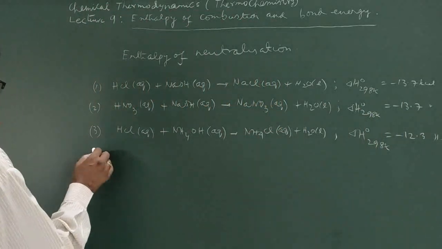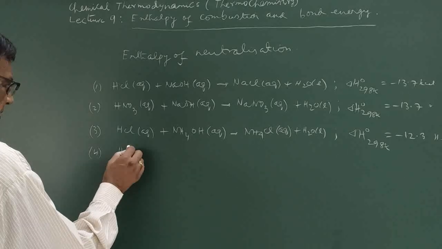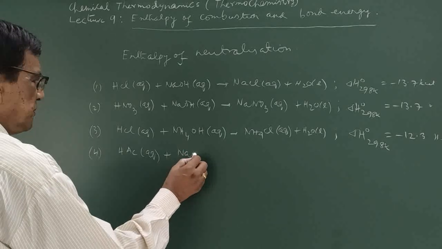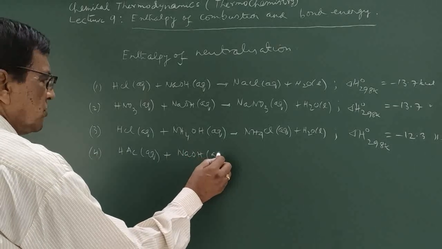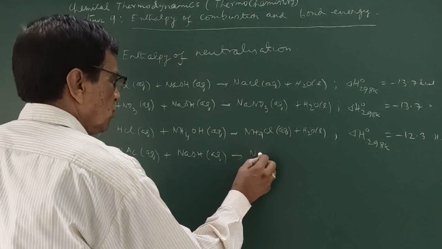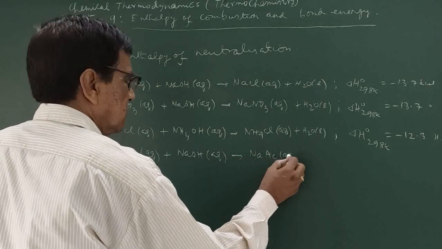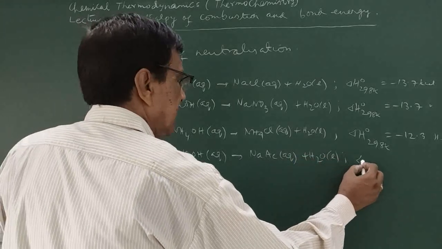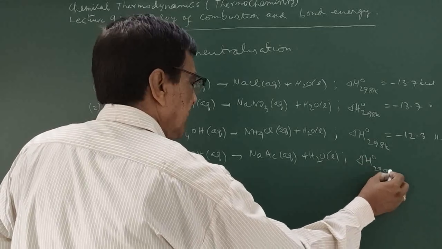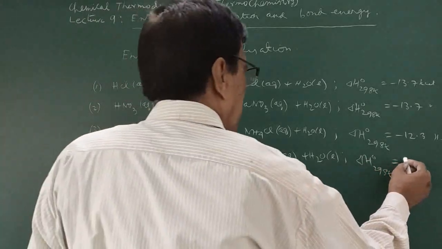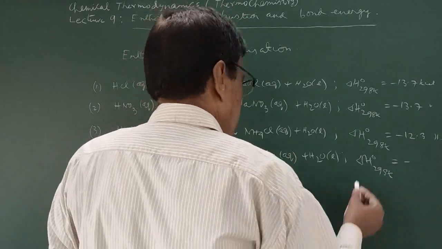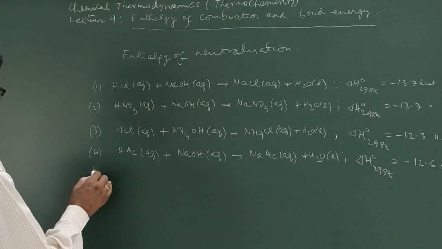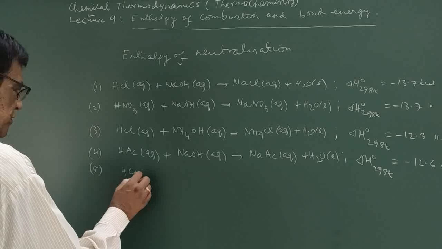If we take another example, say acetic acid, it is a weak acid, plus a strong base, also aqueous, giving sodium acetate in aqueous plus water. In this case delta H naught at 298 Kelvin becomes equal to minus 12.6 kilocalorie.